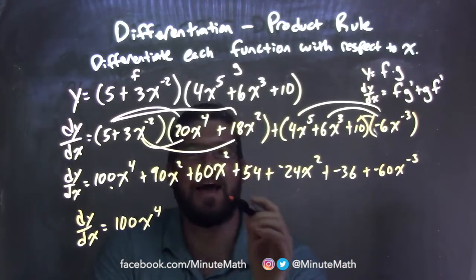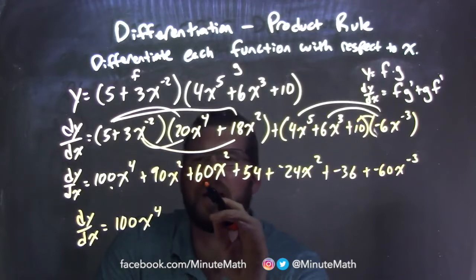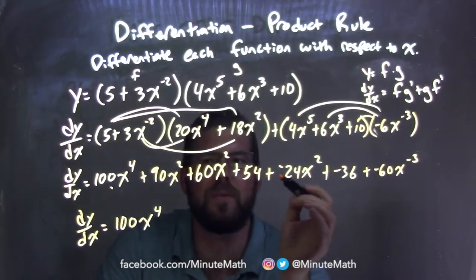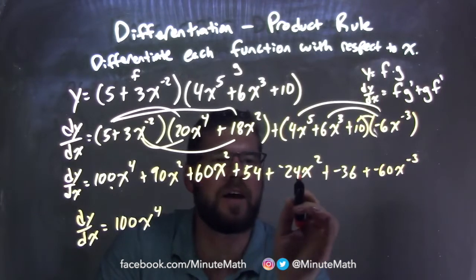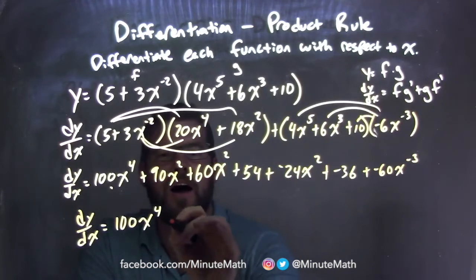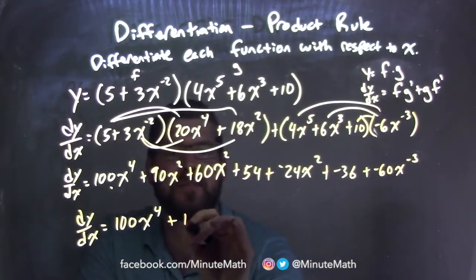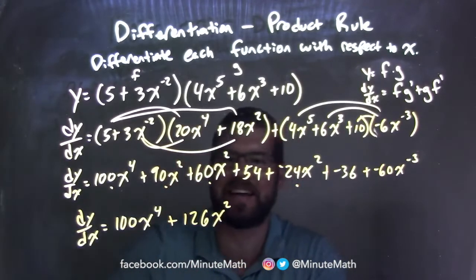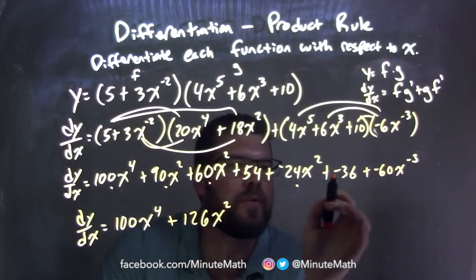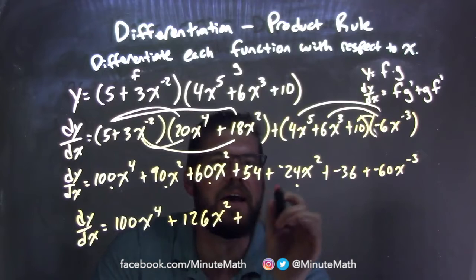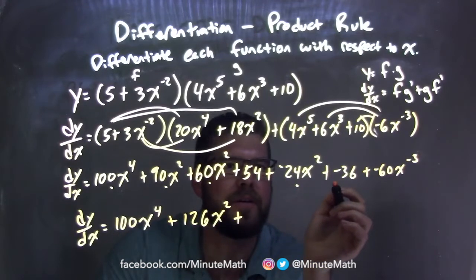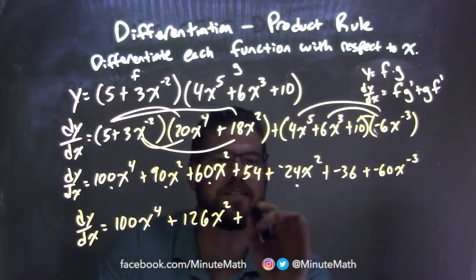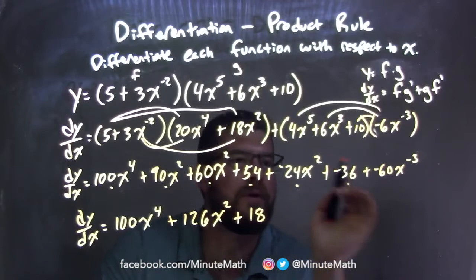Okay, so let's see if we can add them together. The way I would look at this is, what's 60 and negative 24? That's 36. So we have 36x squared plus 90. So 90 plus 36 is 126. So we have 126x squared, combining these three terms that have an x to the 2nd power together. Then we have to add our constants, 54 plus our negative 36. That gives positive 18 here. It brings 54 and negative 36 together.